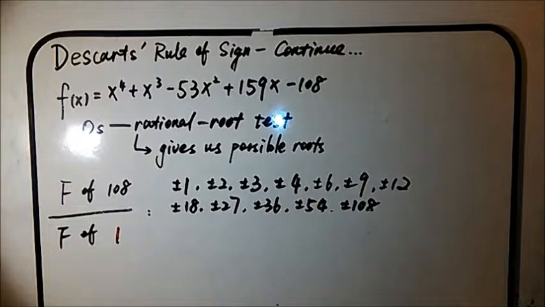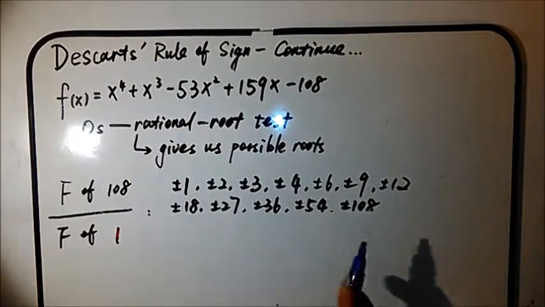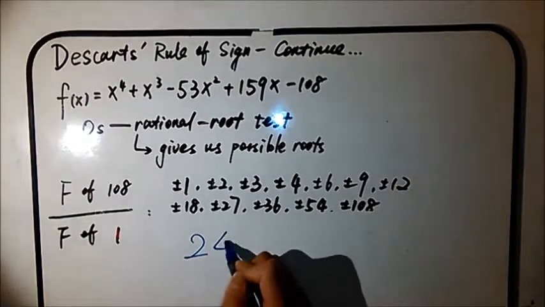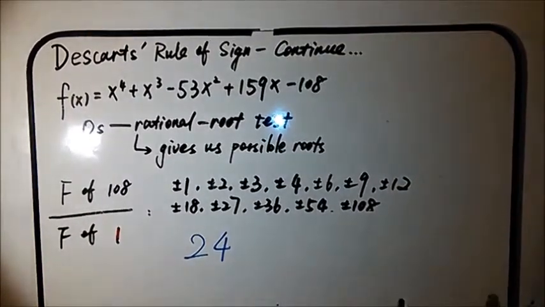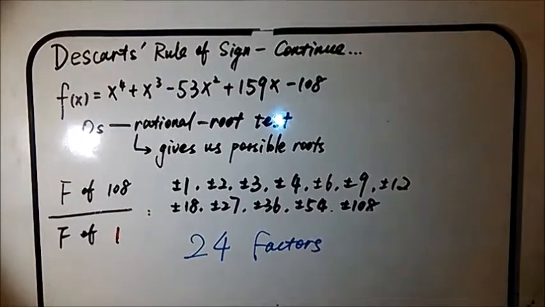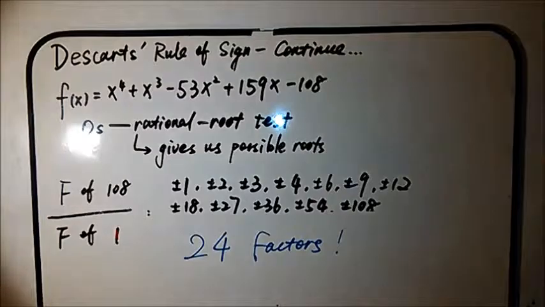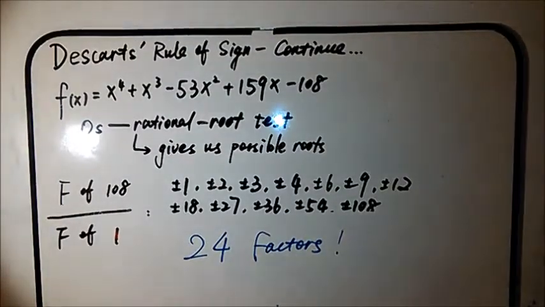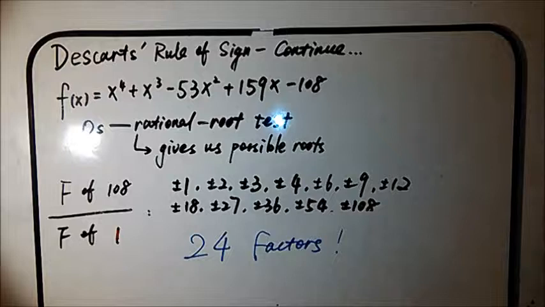And we have a total of how many factors? 1, 2, 3, 4, 5, 6, 7, 8, 9, 10, 11, 12. We have a total of 24 factors that we have to test in order to arrive at some possible roots. Now, we're going to shave this down by using the Descartes' rule of signs tool, because these are just too many factors to divide into our function by synthetic division.